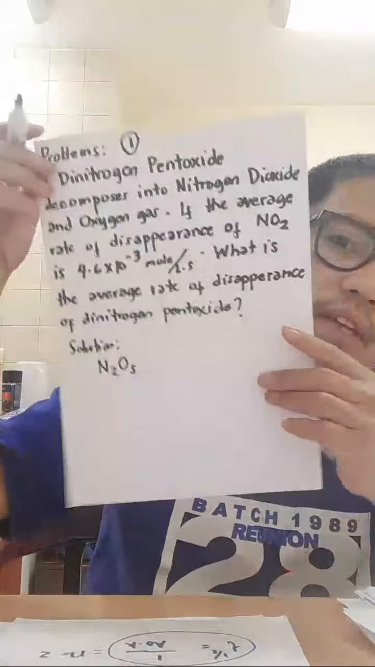Let's have the data. Chemical reaction first. Dinitrogen pentoxide, okay? What do you mean by that? Pentoxide meaning 5. Di means 2. So dinitrogen means N2. Pentoxide means oxide, oxygen, so there are 5 oxygen atoms. So N2O5. Okay, like this. This is nitrogen pentoxide.